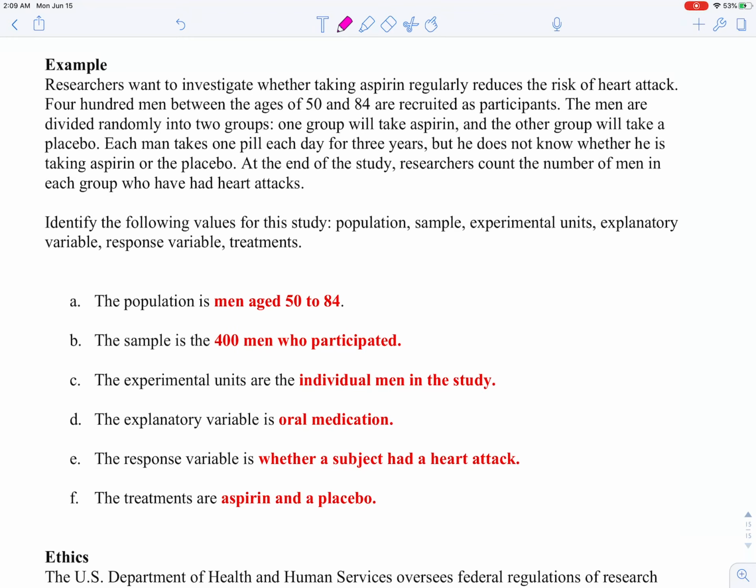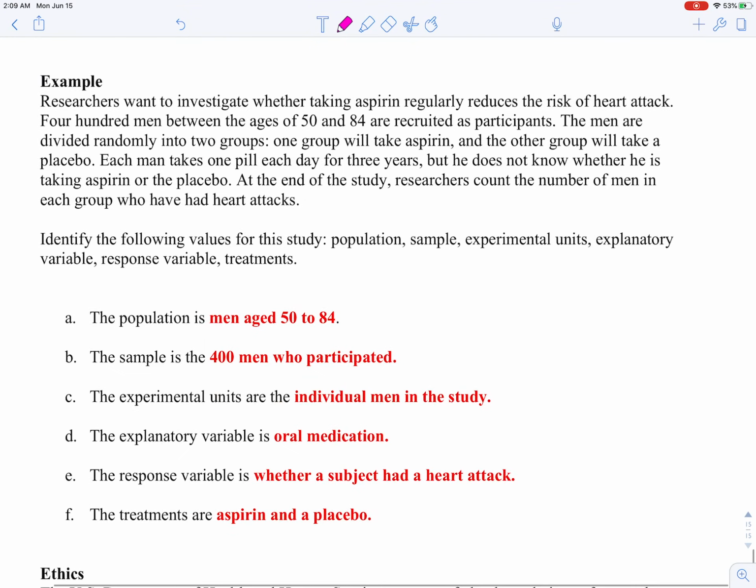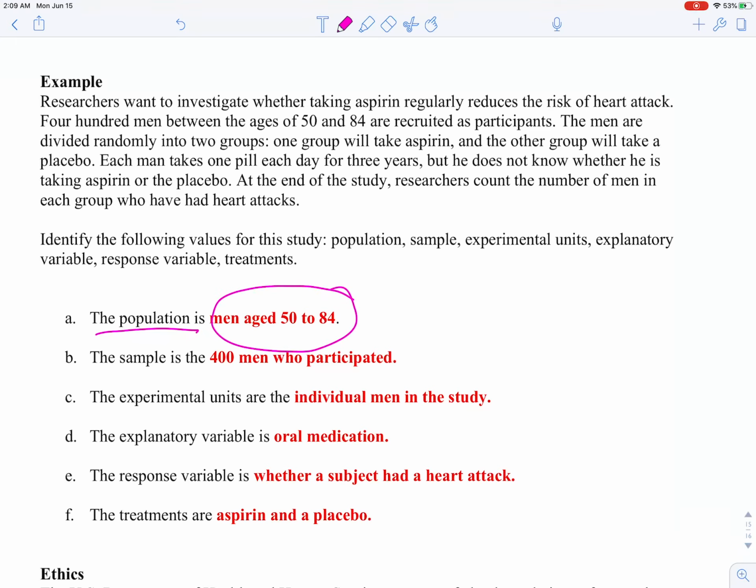So let's identify the different values for this study. All right, so the population. What is the population here? The population is the men. The population we're studying is the men aged 50 to 84, right? Told you that right in there.